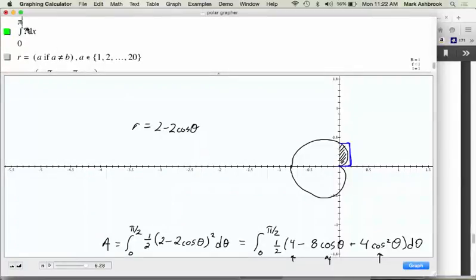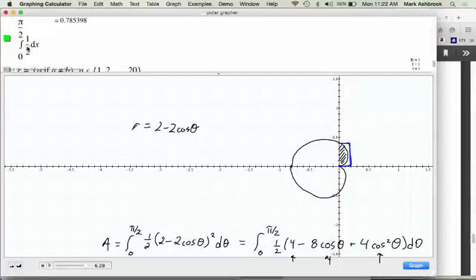0 to pi over 2. And we want 1/2 integral of 2 minus 2 cosine x dx, squared. Do I have it right? 1/2 2 minus 2 cosine squared. Should be more than that. Seems like it should be more than 0.7, right?